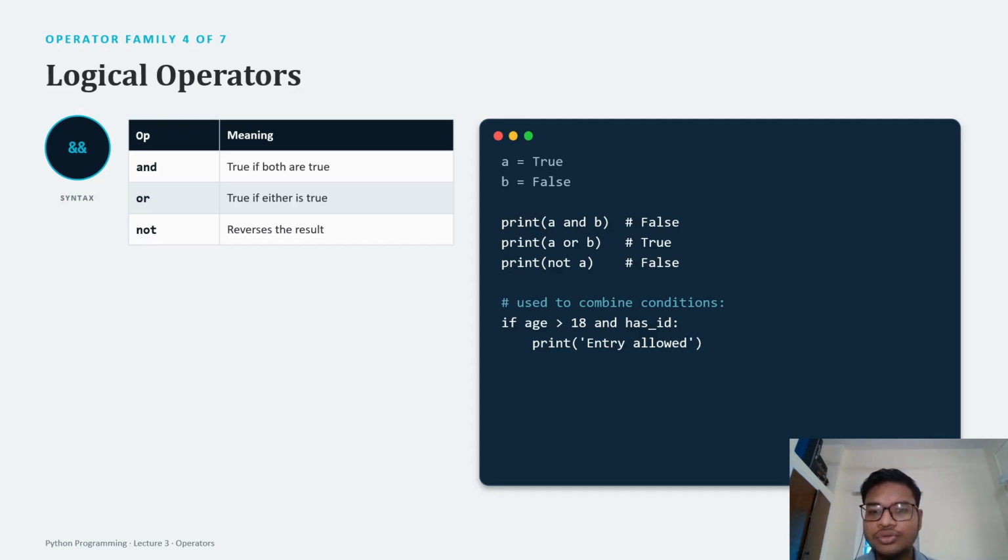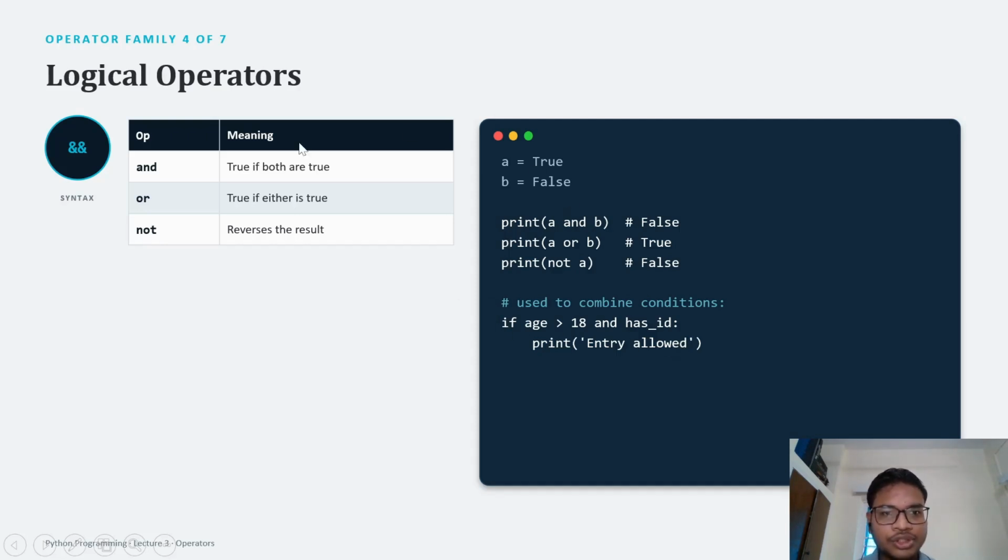That's the meaning it used to combine condition. What do you mean by condition? Like what is the if here? So this is a conditional statement, and we will deal with all these conditional statements in our next lecture. So this is all about if. Don't worry if you don't understand this code here. Don't worry, I will cover all these things.